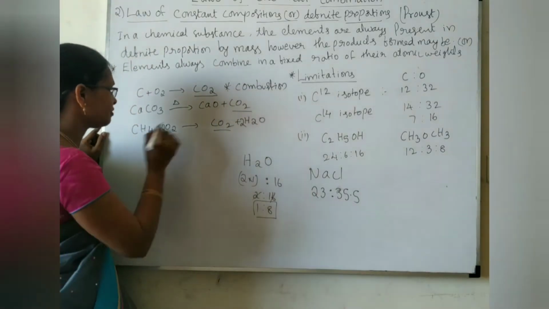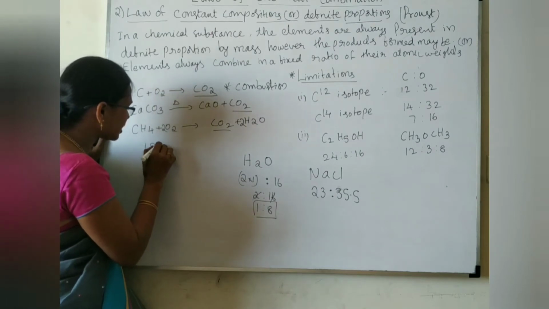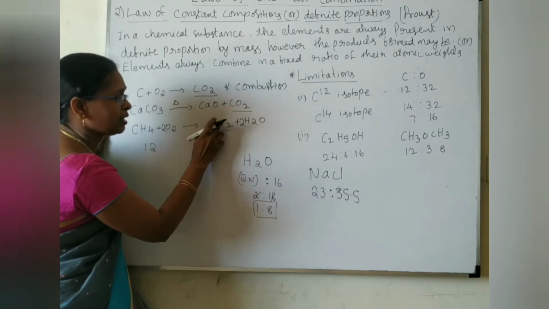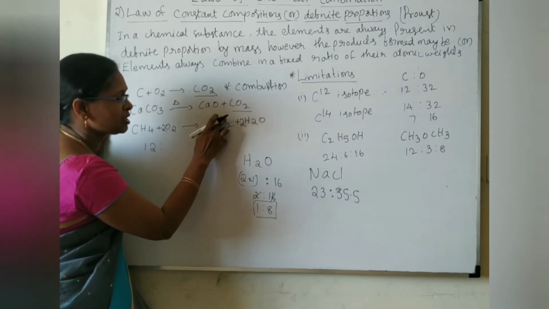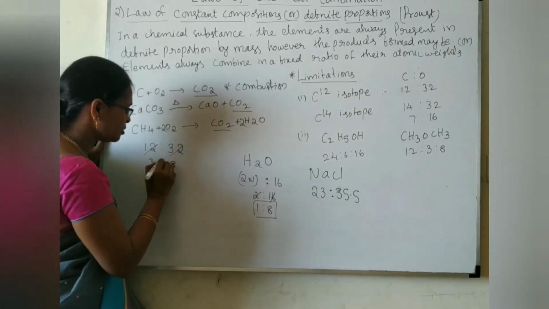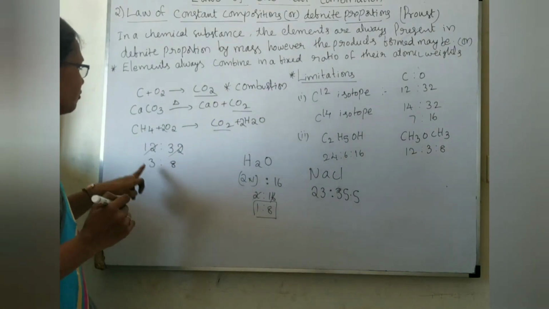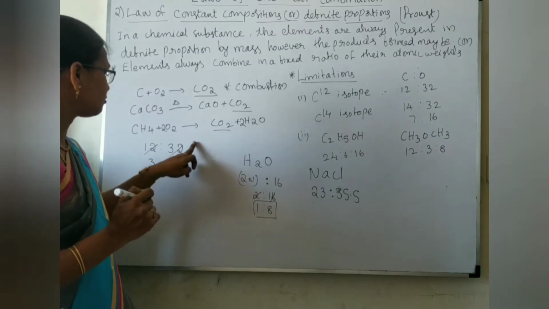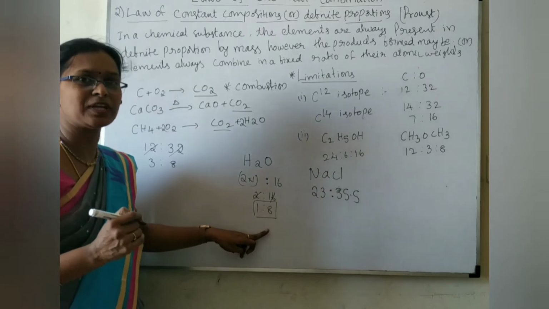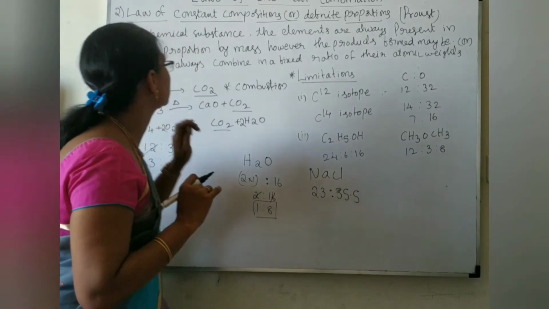In these 3 methods, wherever you are taking carbon dioxide, carbon atomic mass is 12 and oxygen atomic mass is 16, and here atomicity is 2, so 2 into 16 is 32. Okay, so 4 3s, 4 8s. So wherever you are taking the carbon dioxide molecule, it should follow a fixed proportion by weight, that is 3:8, and for the water molecule 1:8. Like this, it has to be followed in each and every chemical compound.